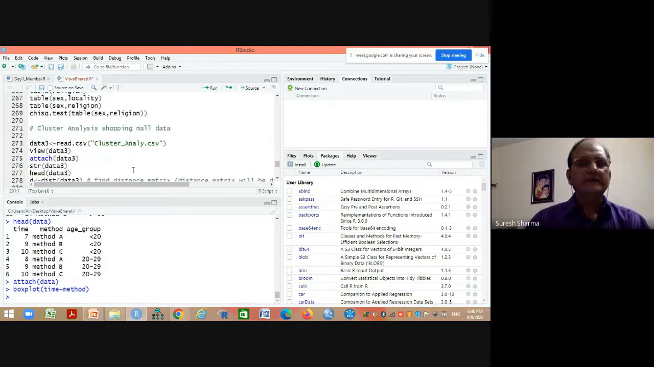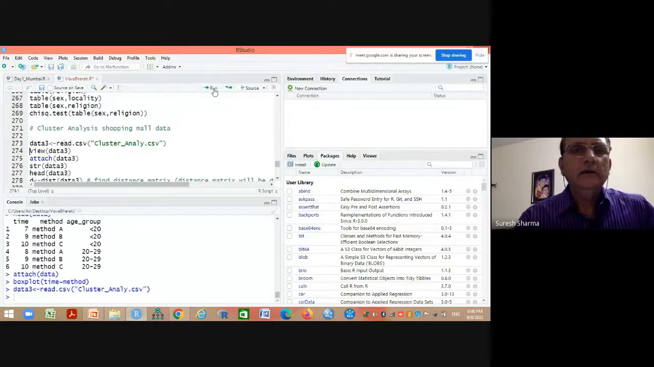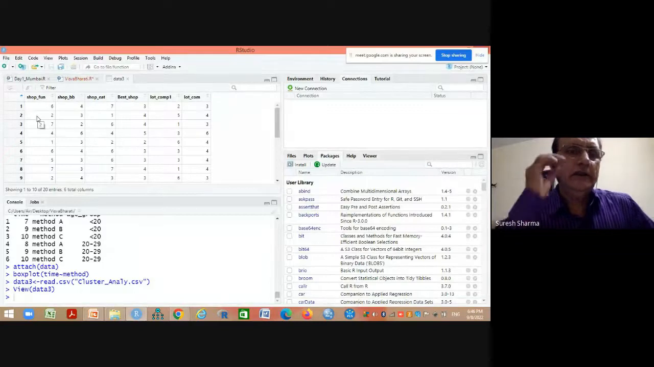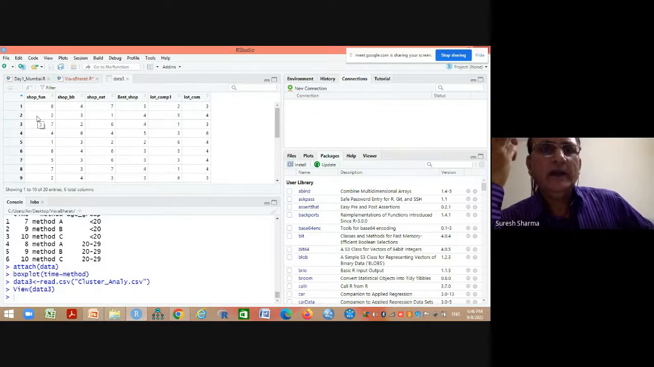Okay, so here is cluster analysis. Read this data into data 3. It's already there in the folder. View this data. So this is the data. Actually, this is regarding whenever people go to a mall for shopping, they have different mindsets.